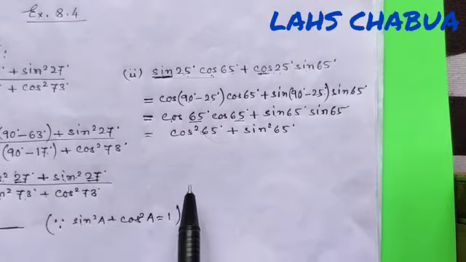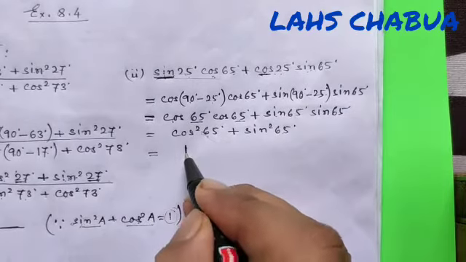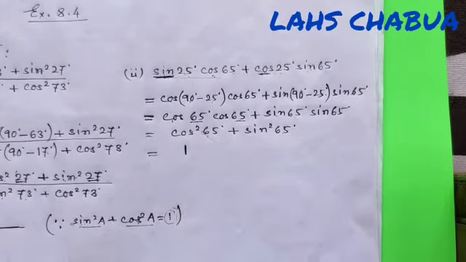See, it exists in this identity. The angle measurements are the same, and cos square A plus sin square A is always equal to 1. So in this place we can write 1. This is the solution of the second question.